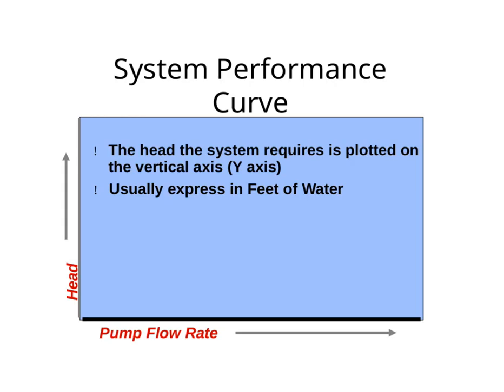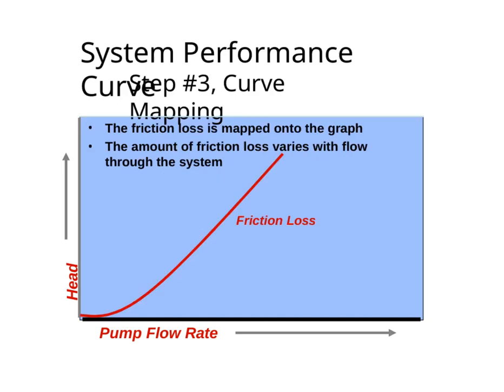Here, we're focusing on the vertical axis, the y-axis, which shows the head the system requires. Head, in this context, is usually measured in feet of water. It tells us the pressure the pump needs to generate to move fluid through the system. This axis is key to understanding how the pump performs as flow changes. So, step 2 in our process is all about plotting this head on the vertical axis, setting us up to see the system's performance clearly.